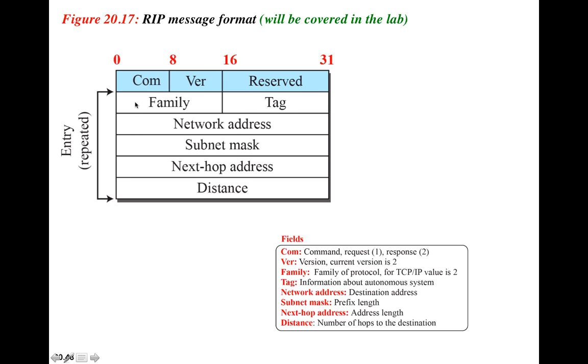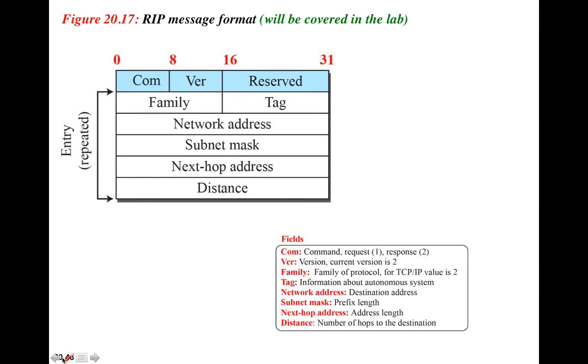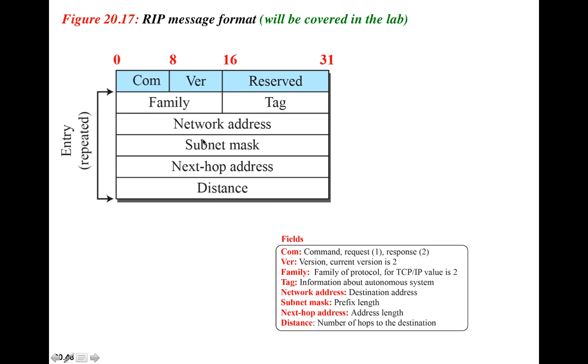Now this whole thing will be repeated, based on how many entries we have in the routing table. So in this message we are actually sending the whole routing table, the entire routing table. This is really what we're sending here. So what do these other fields indicate? The network address, that's the destination address, and the subnet mask associated with it.